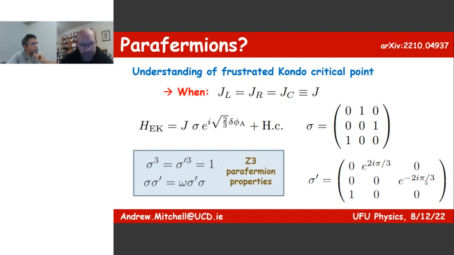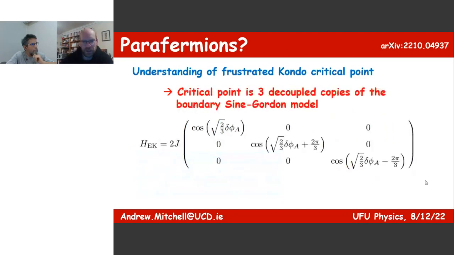Okay, so we're not finished yet, because this model, of course, is a very complicated model. What we can do is rotate our basis and write the whole thing, this Emery-Kivelson point, in the following way. So what we see by doing this rotation, this is the final step, is this model actually becomes three decoupled copies of the so-called boundary sine-Gordon model, where each of these copies are just related to each other by a 2π/3 shift of this phase angle. Okay, so in the end, what do we end up with? Our model that we had, this Toulouse point, turns out to be basically the boundary sine-Gordon model.